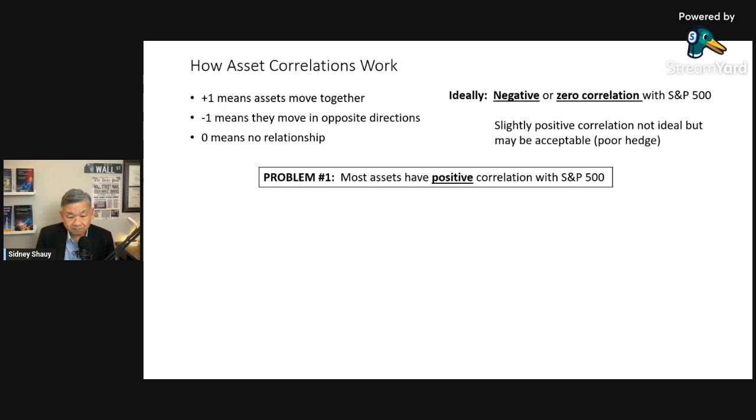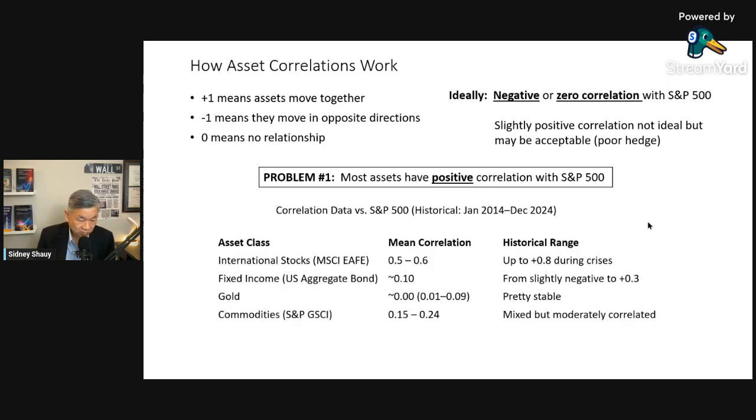So here comes problem number one. Most assets have positive correlation with the S&P 500. Intuitively, we can understand this because everything is in the same environment. If the economy is growing or not growing, the S&P 500 will follow, and the other assets more or less are also influenced. Not to the same degree, but usually they will have a positive correlation. But we'll go into more detail.